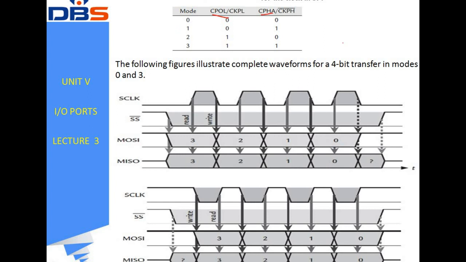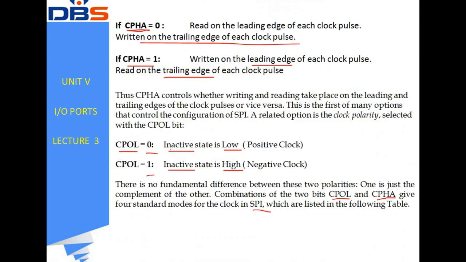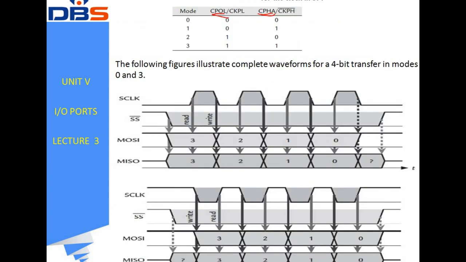So for explanation I am considering mode 0 and mode 3 here. This is mode 0 and this is mode 3. See here, in mode 0, when both the inputs are 0, that means clock polarity and clock phase are equal to 0. So if clock phase is equal to 0, then reading will be on the leading edge, that means the rising edge. See here, it is a rising edge, so reading takes place here, that is, data is read here.